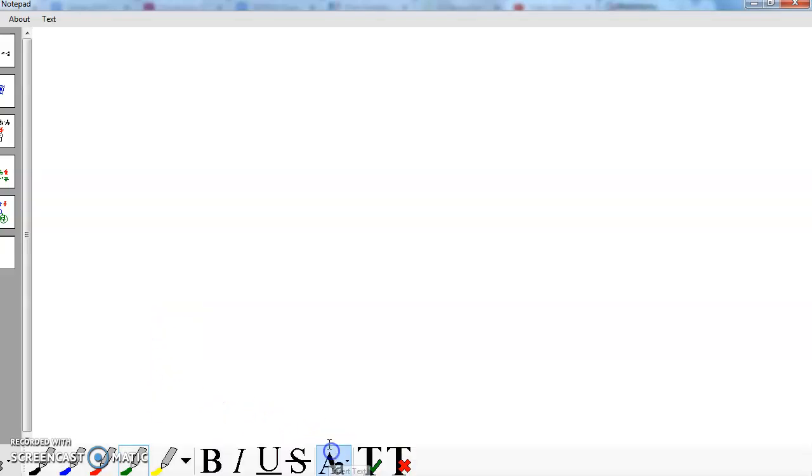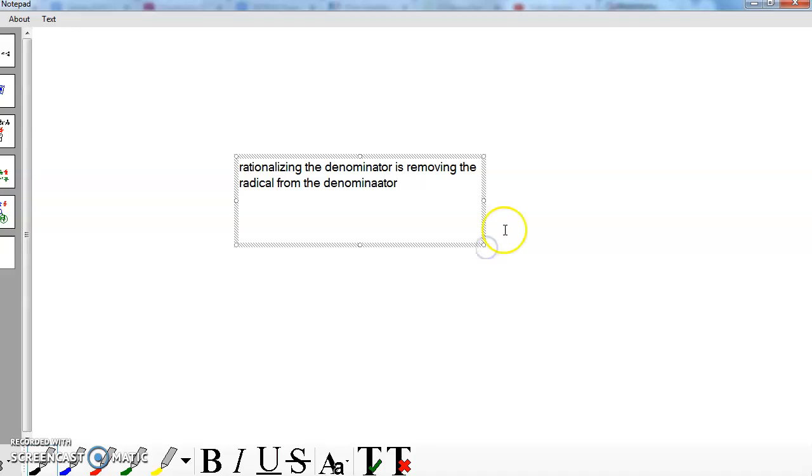So let's go ahead and write that down. Rationalizing the denominator is removing the radical from the denominator. Right? So that's all that rationalizing the denominator is all about. Make sure I spelled that right.